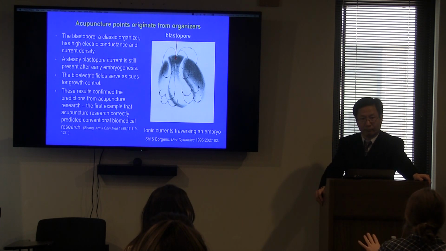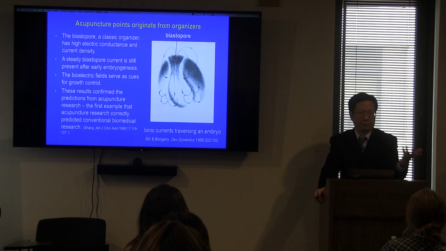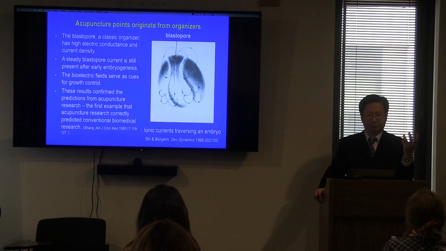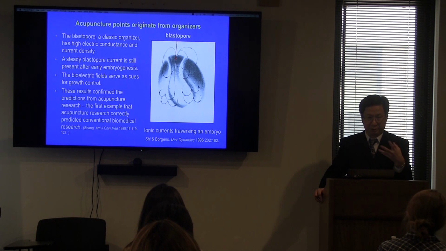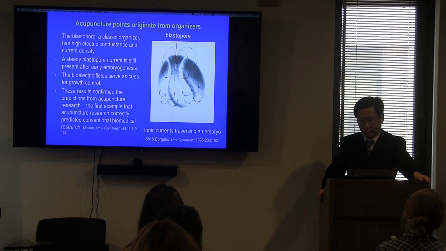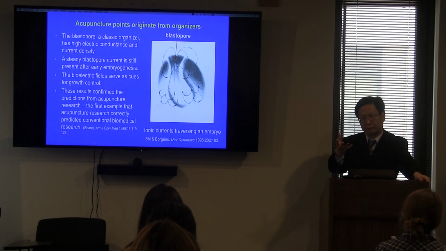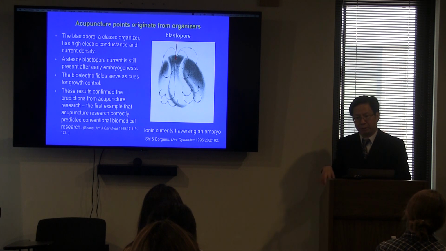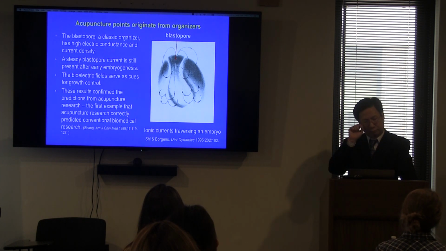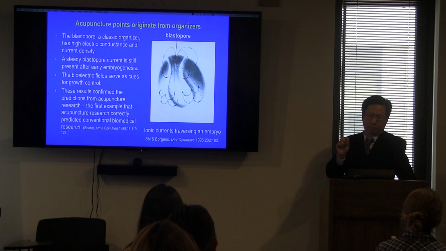Could you just give a basic explanation again for what is an organizer? Yes. It's basically a small group of cells. It tends to generate a gradient of growth factors, like retinoic acid or hedgehog, and those gradients will determine the fate of the surrounding tissue. And they tend to be very sensitive to minor disruption.